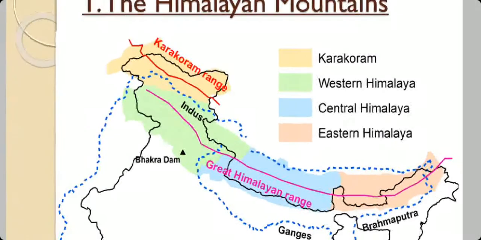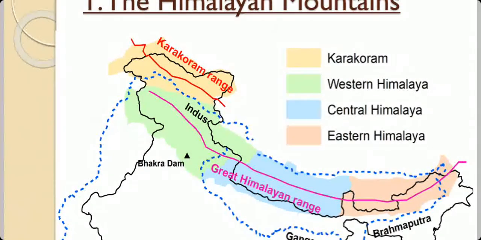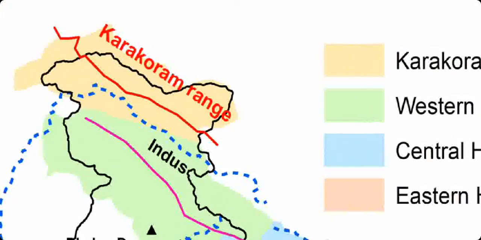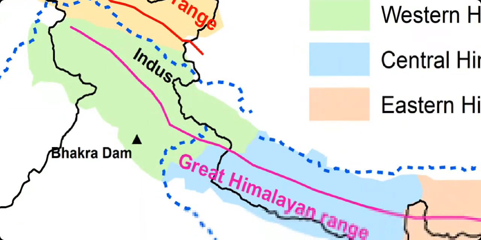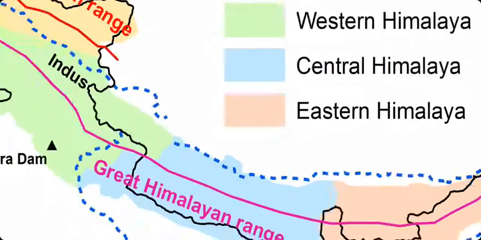The Himalayas can also be studied on the basis of the location from west to east. Karakoram range is where the Ladakh is located. It's not there in your textbook, so you need not know it. But the area which is falling near the Indus is known as the Western Himalayas.